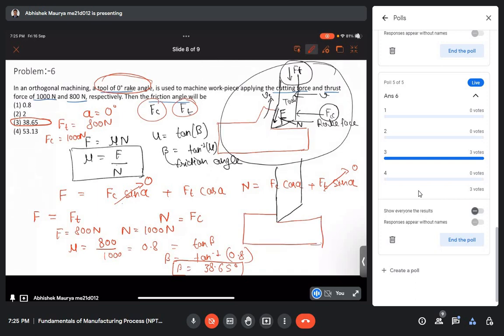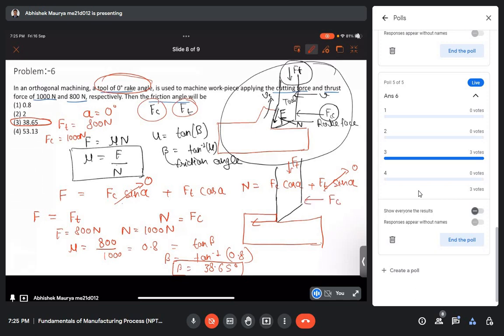So again, since the rake angle will be 0 degrees, what will happen? The rake surface will become perpendicular to the tool velocity. So again, we are applying Ft and Fc.